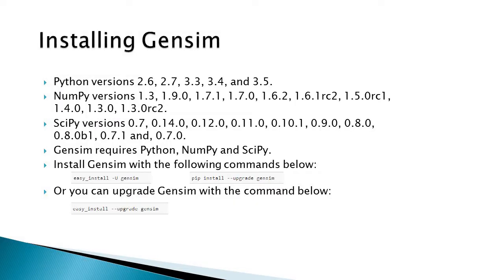Onto our next slide, which is going to be installing Gensim. To install Gensim, you need Python, NumPy, and SciPy. You can install Gensim using the following commands on the slide. Python version needs to be greater than or equal to 2.6. NumPy version needs to be greater than or equal to 1.3. And SciPy version needs to be greater than or equal to 0.7.